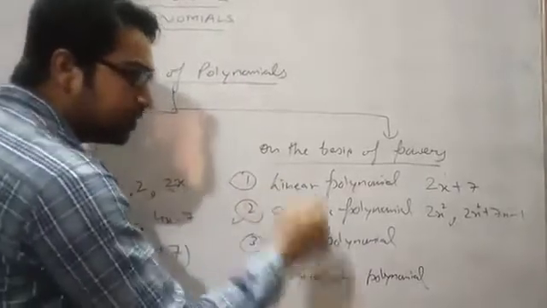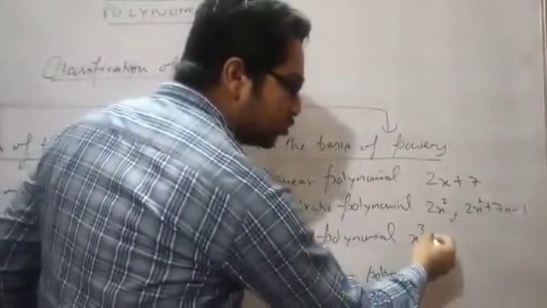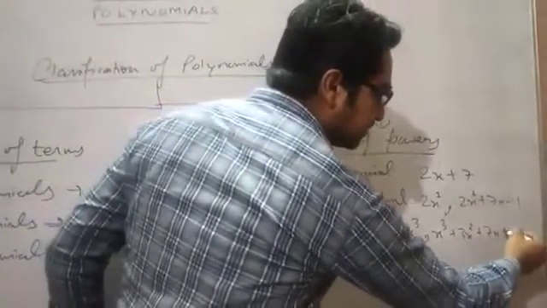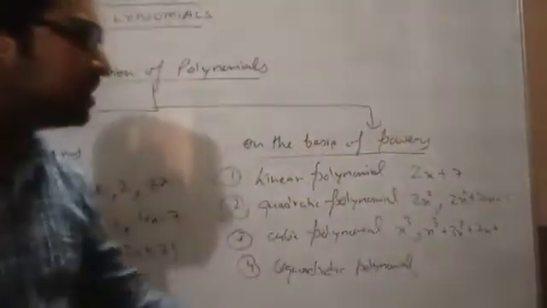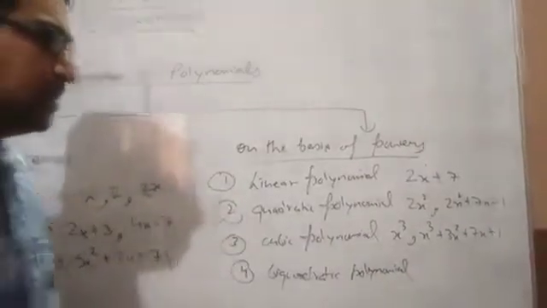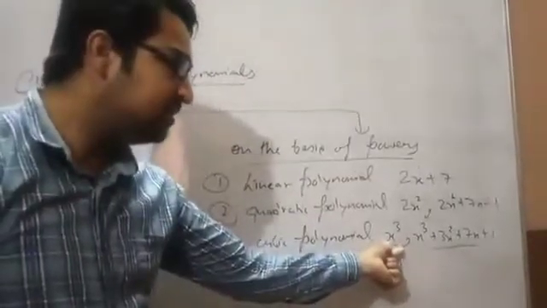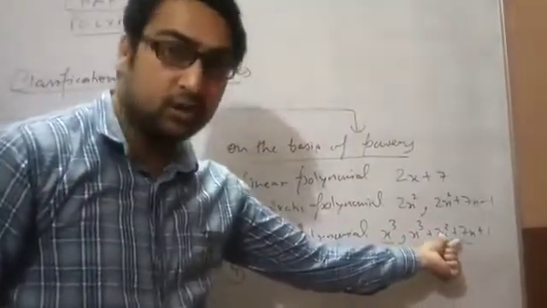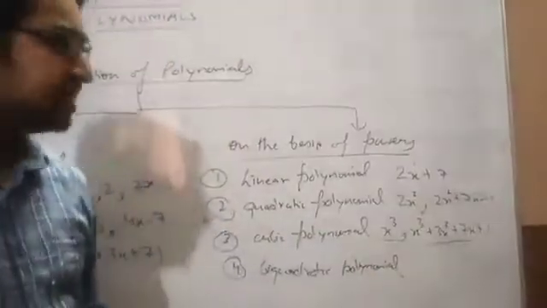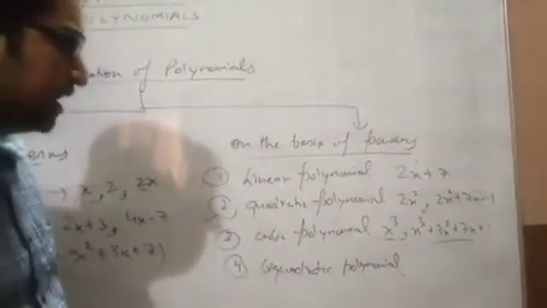Okay. Cubic polynomial like x cube plus 3x square plus 7x plus 1. Here we see the highest power of the polynomial is 3. So it is called the cubic polynomial. No matter how many terms are there, here we see only one term, here we see there are 4 terms. So कितनी terms है कोई मैटर नहीं करता, highest power 3 होनी चाहिए. That's why it is called the cubic polynomial.